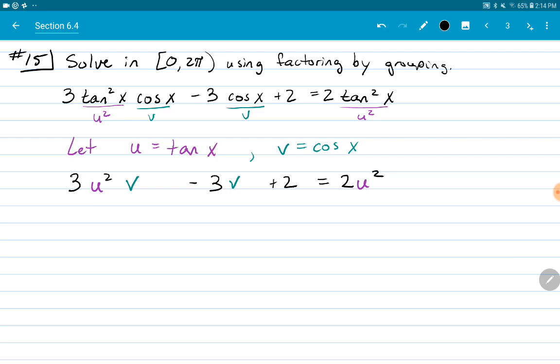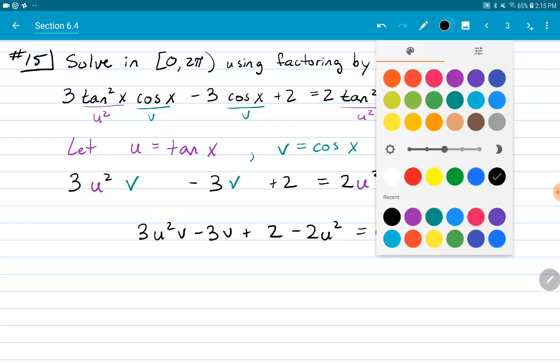So a little simpler equation now. So I have 3u squared v minus 3v plus 2. And I know that with factoring by grouping, I need 4 terms on the left and a 0 on the right. So I'll subtract the 2u squared from both sides and get a 0 on the right. So now I need to factor by grouping.